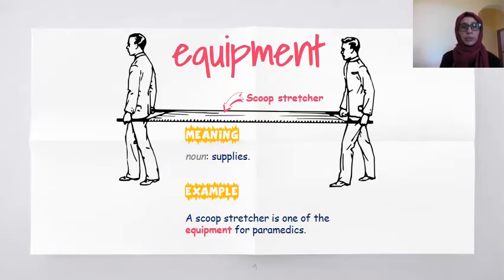Now, the last word in our list is the word equipment. Equipment. Now, this is a noun, as you can see. Equipment is a noun, it's used in singular and plural, and it means supplies. Supplies. So, what is equipment? For example, a scoop stretcher. Do you see this thing held by the 2 paramedics? This is called a scoop stretcher. A scoop stretcher, this is an example of a sentence, is one of the equipment for paramedics. This is an example of equipment.